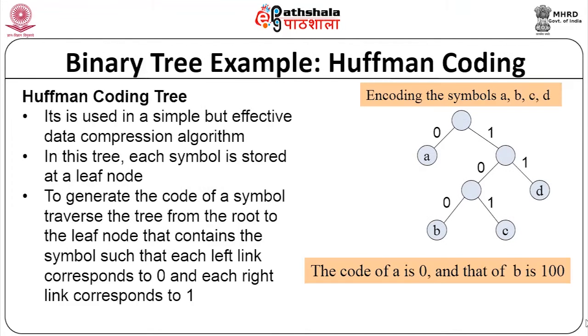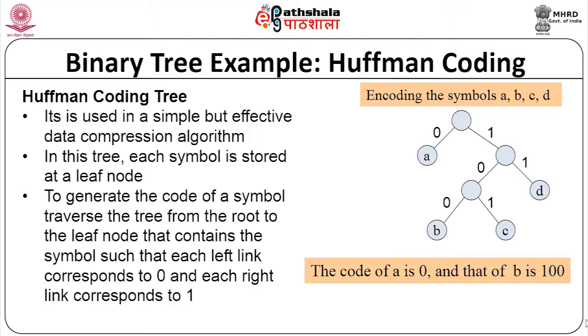Now, another example of a binary tree is Huffman coding. You will see as we go along, binary tree examples are very realistic and used in real time, quite specifically. The expression tree was used in compilers for evaluation and representation of expressions. Huffman coding is used in a simple but effective data compression algorithm, very important in computing.